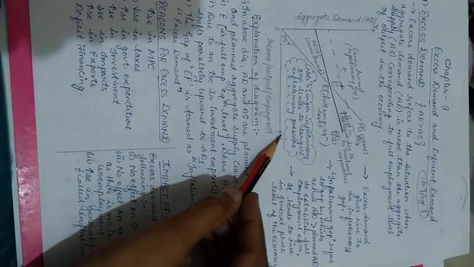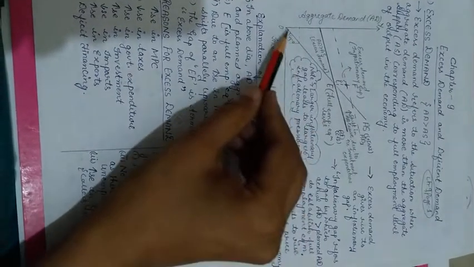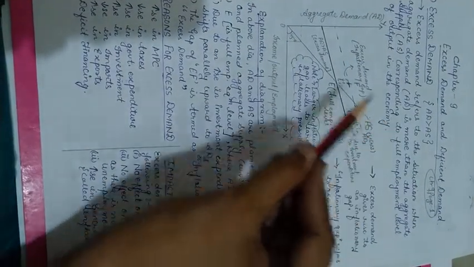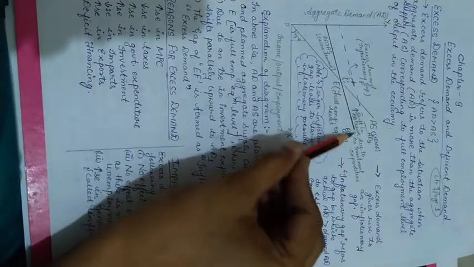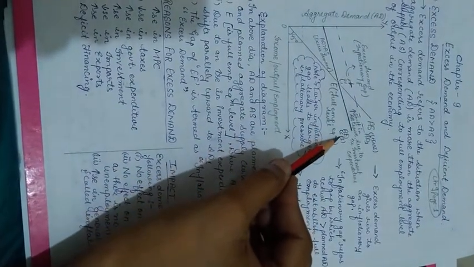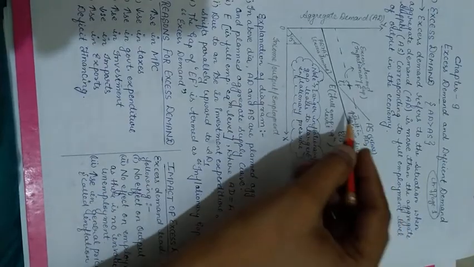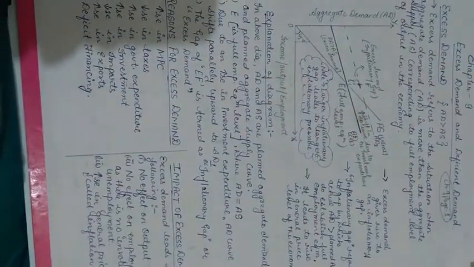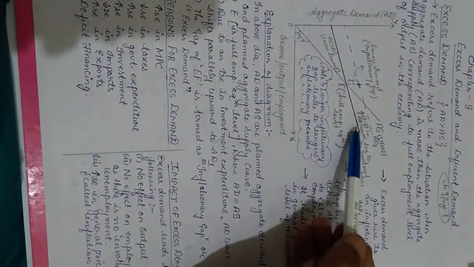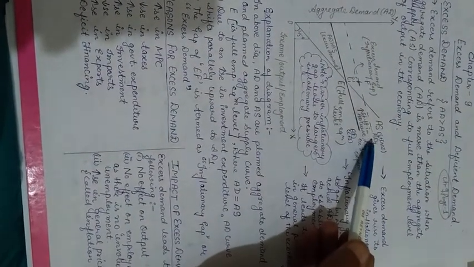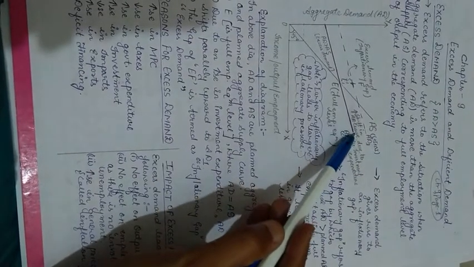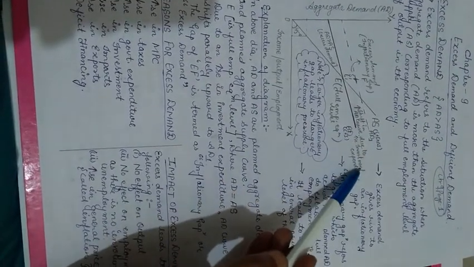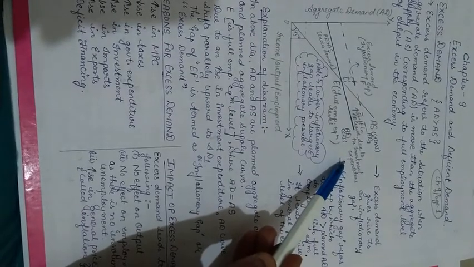This is the diagram. In this diagram, this is your aggregate supply curve. This is your AD curve, which is C plus I. Now you are seeing that this AD curve is shifted upward to AD1 dash. That is your shift in AD curve due to the increase in investment expenditure.